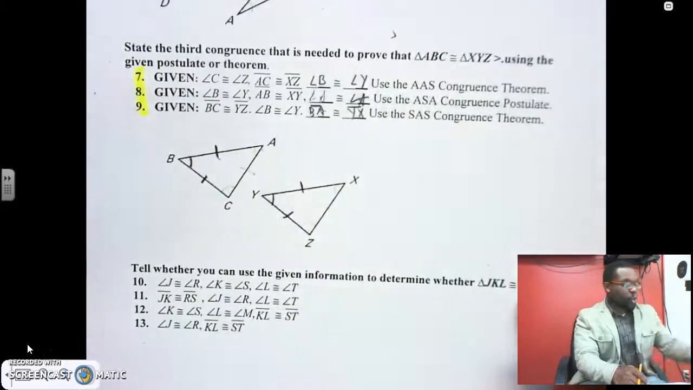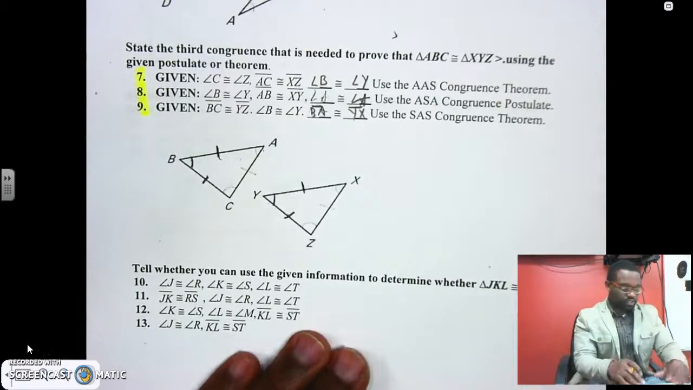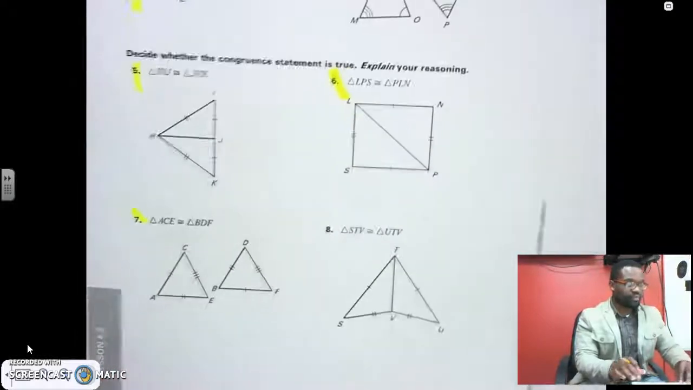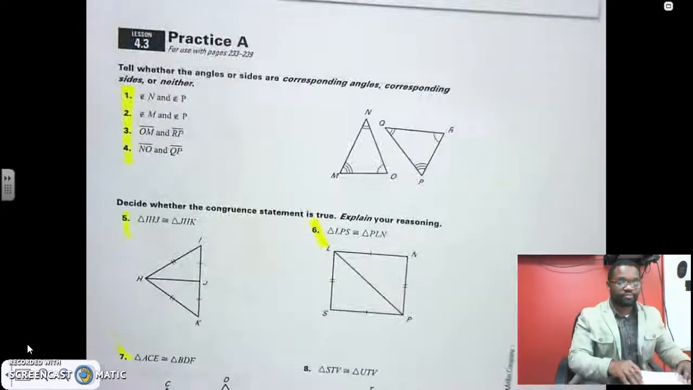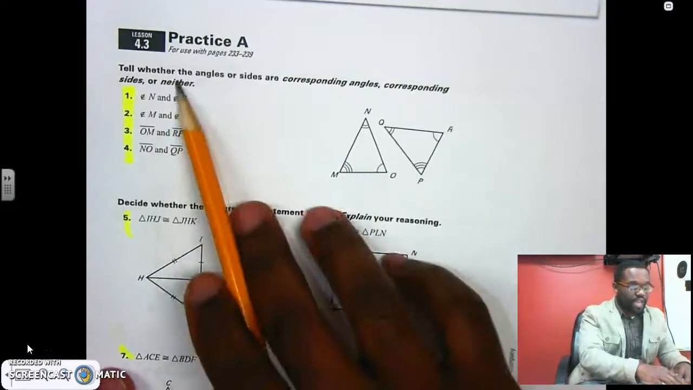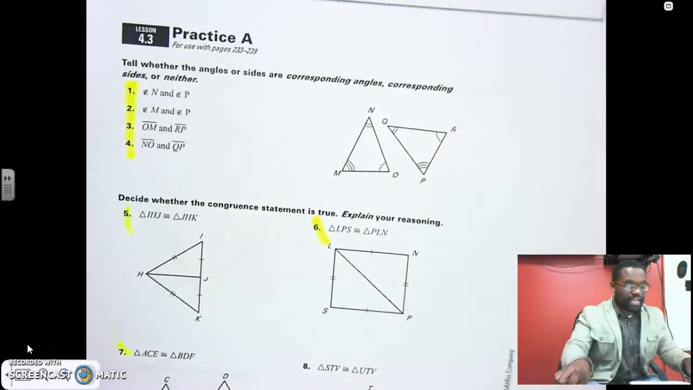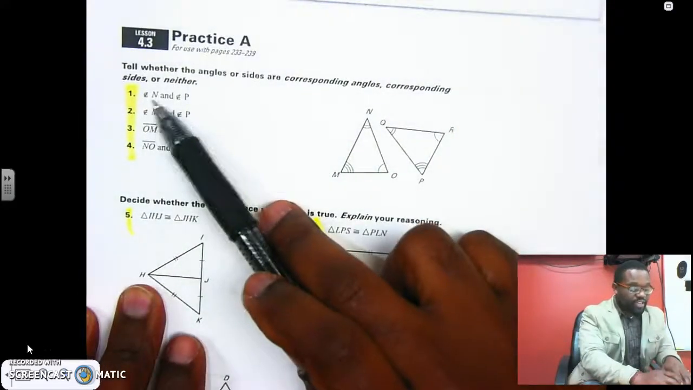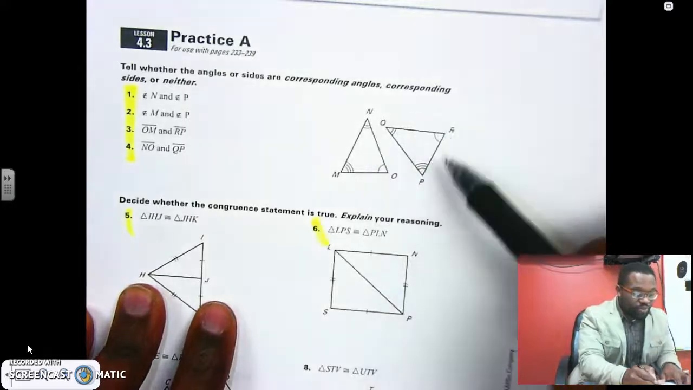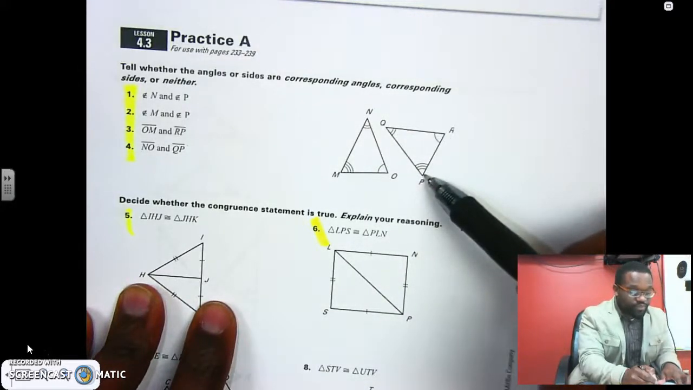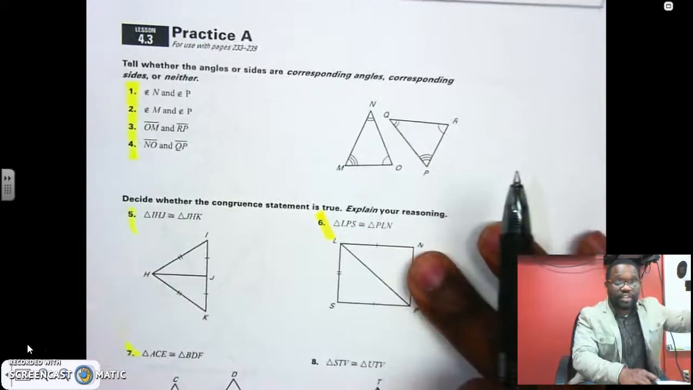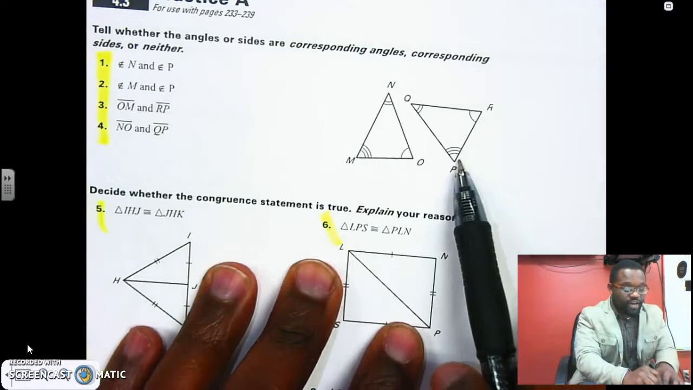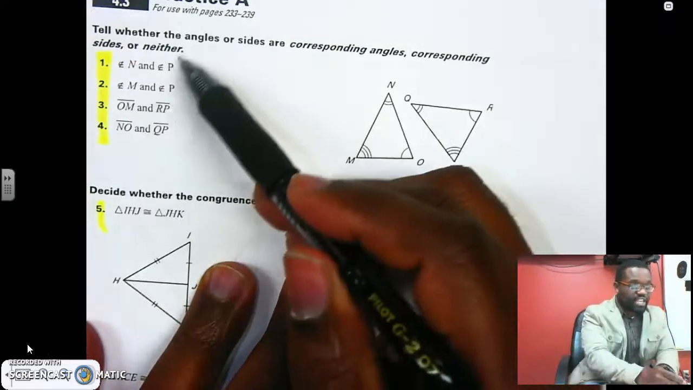Alright? So what I'd like to do is go back a couple of pages because I skipped over a couple of them trying to hurry up. Let's look at this. Tell whether the angles or sides are corresponding angles, corresponding sides, or neither. Angle N and angle P. Are angle N and angle P corresponding angles? The answer is no. I hope you understand why, because angle N has 2 marks and angle P has 3 marks. So the answer is neither here.